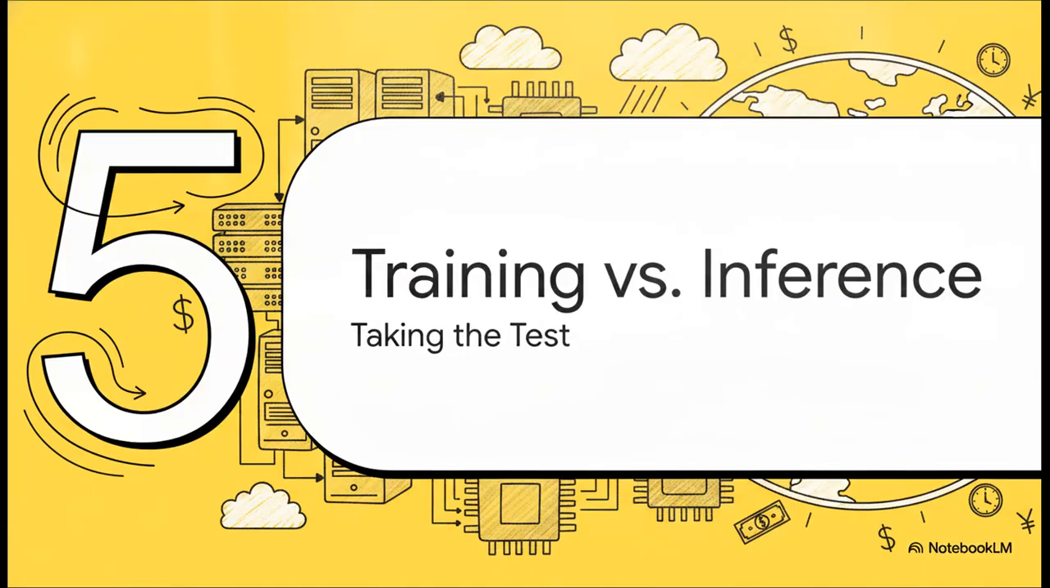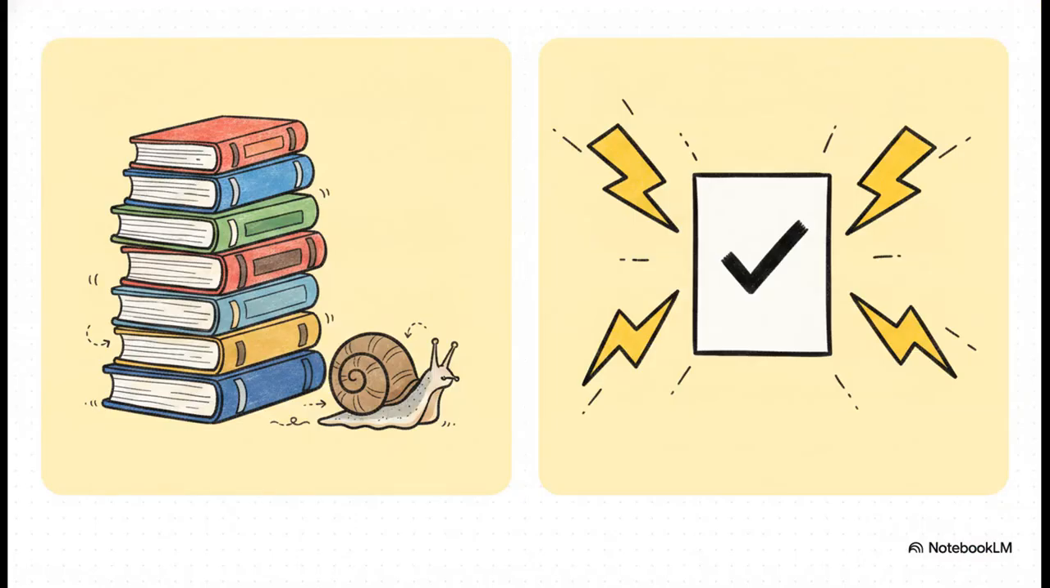Finally, Section 5. Training versus taking tests. Okay, this right here is the grand aha moment of artificial intelligence. We absolutely have to separate training from inference. Training is like studying for the test. It requires looking at billions of examples, doing all that heavy backpropagation, and adjusting millions of weights. It is incredibly slow, and it requires thousands of powerful GPUs running non-stop for months.